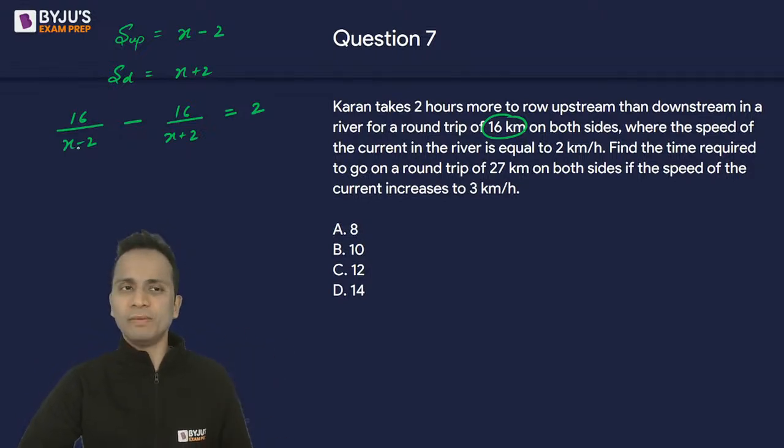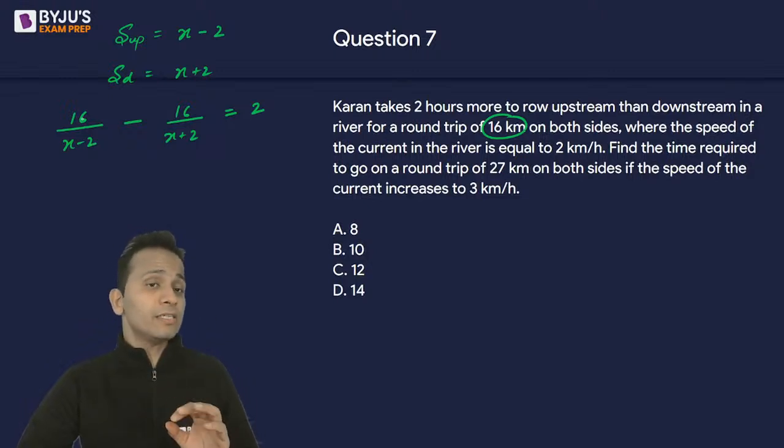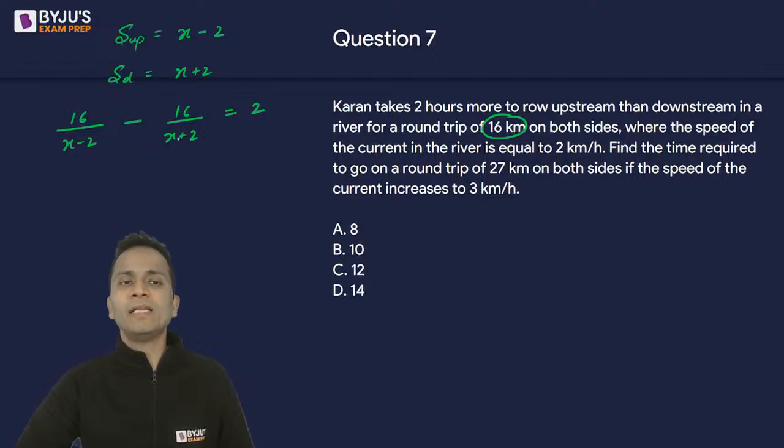Leave that value for the time being. Okay, x as 10. 10 minus 2 is 8. 16 is divisible by 8. But on the other side, 10 plus 2 is 12. 16 is not divisible by 12.